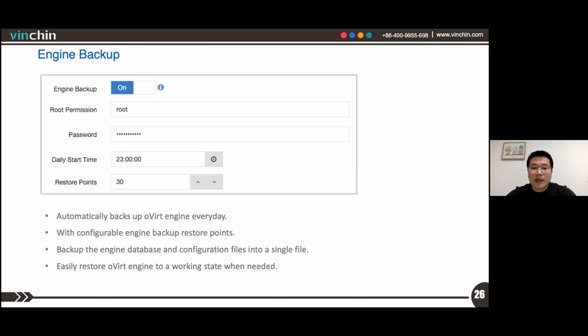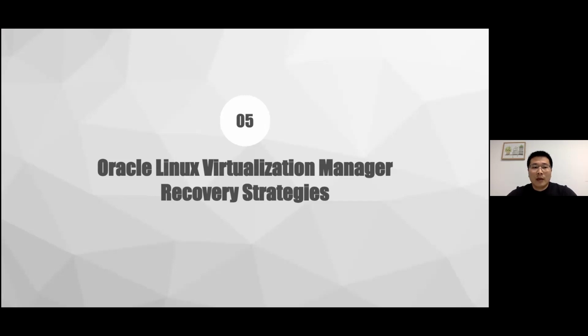Besides backing up the virtual machines, Vinchin Backup and Recovery can also back up the metadata of the oVirt engine. If engine backup is enabled, the oVirt engine will be automatically backed up every day, and the database and the configuration files will be backed up in a single file. With the backup file, you can easily restore the oVirt engine to a working state when needed. Next, let's check some recovery strategies of the Oracle Linux Virtualization Manager.